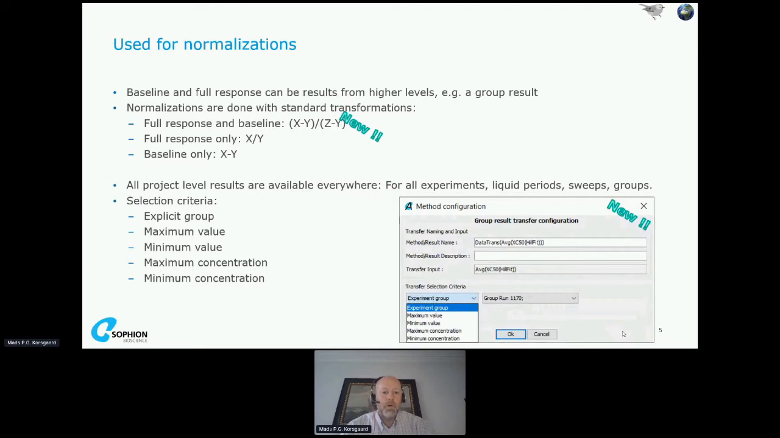You can use it for various normalizations. Say you make a plate where you have a lot of the wells that you want to be acting as either a baseline or a reference. You could take that to the group level, and you can then take that group level result and apply it all the way back to the sweep level for that matter.